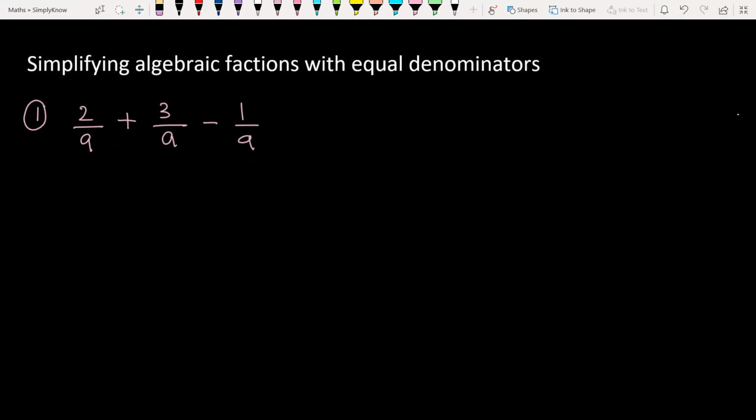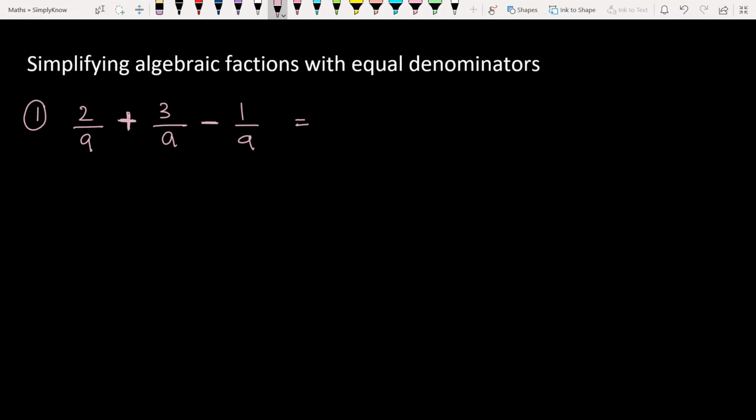In this video, I'm going to talk about how to simplify algebraic fractions with equal denominators. Now let's take a simple example. Two over a plus 3 over a minus 1 over a. The specialty of this sum is you are having an addition over here and a subtraction over here. So how do we simplify this?